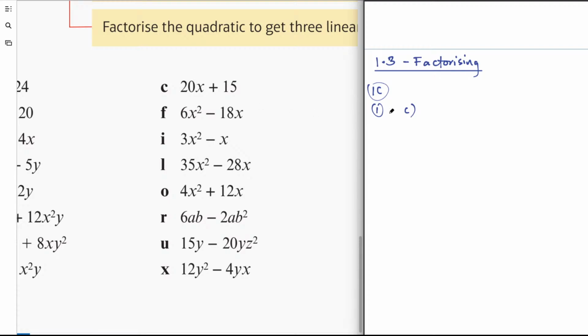We're factorizing. So C is 20x + 15. Common factor there is 5. The highest common factor, I should say.